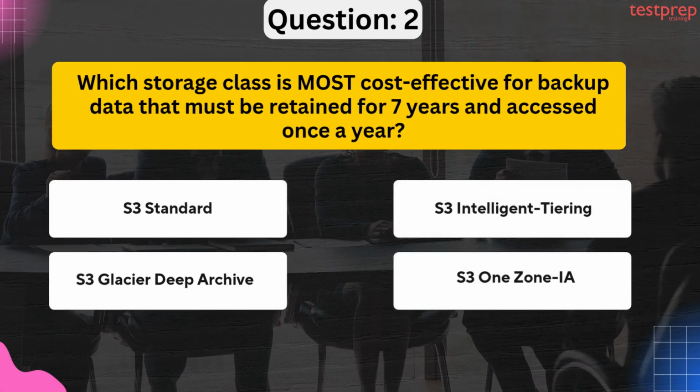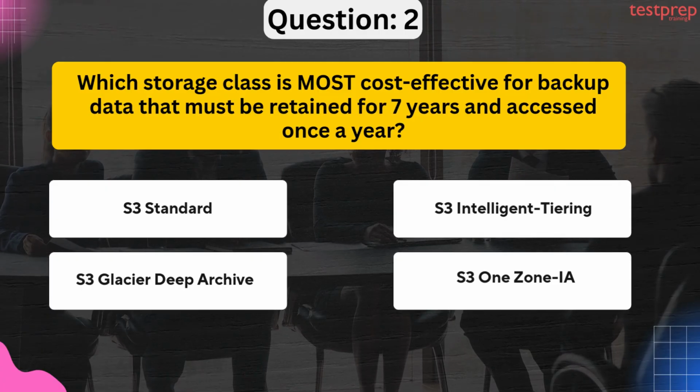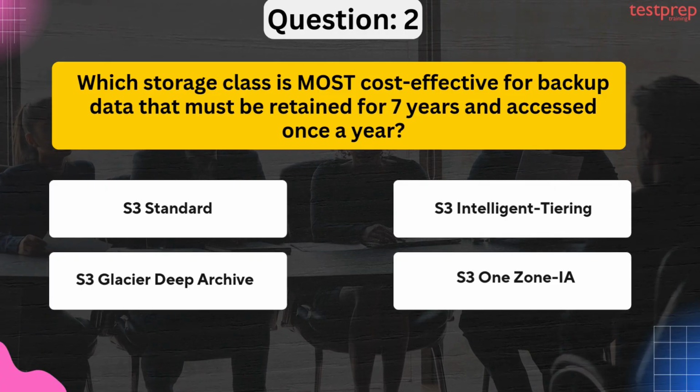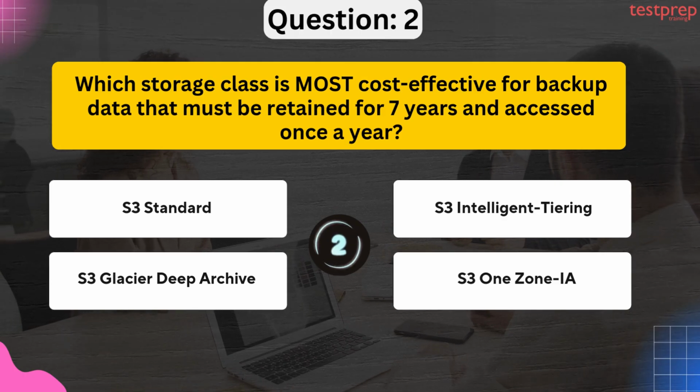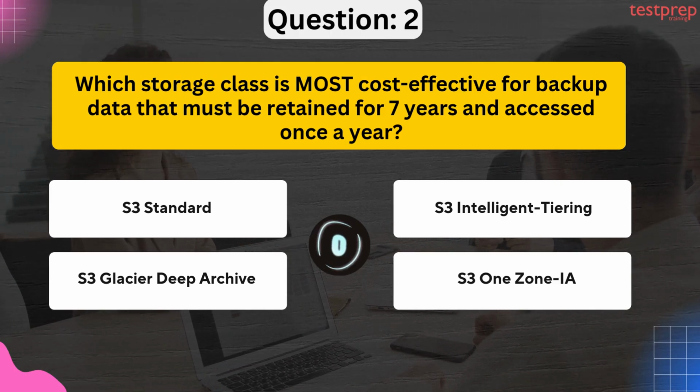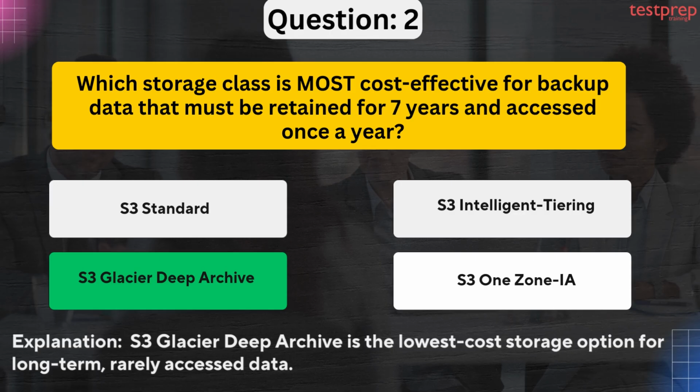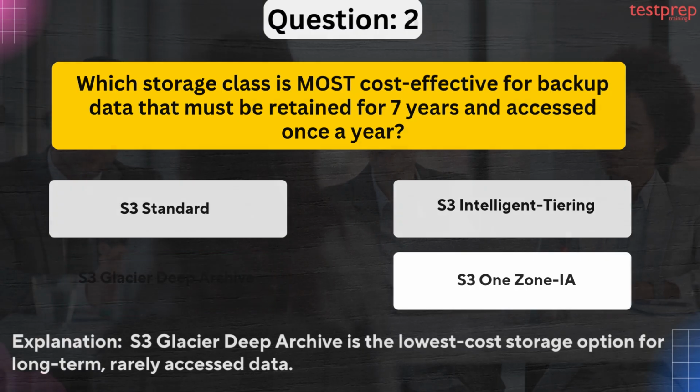Question 2. Which storage class is most cost-effective for backup data that must be retained for 7 years and accessed once a year? The correct answer is S3 Glacier Deep Archive. S3 Glacier Deep Archive is the lowest cost storage option for long-term, rarely accessed data.